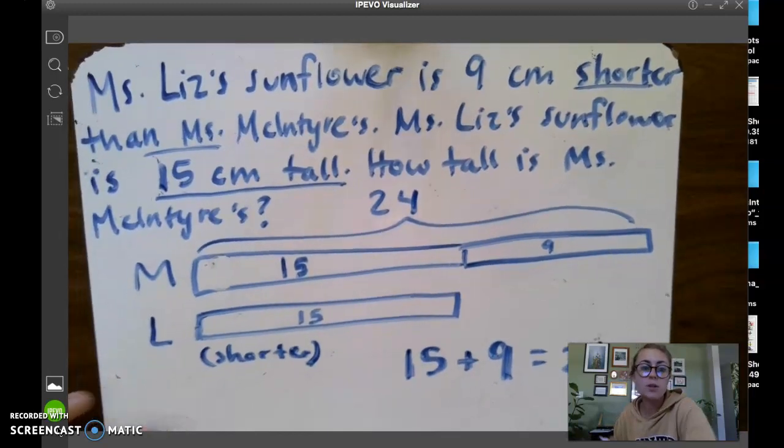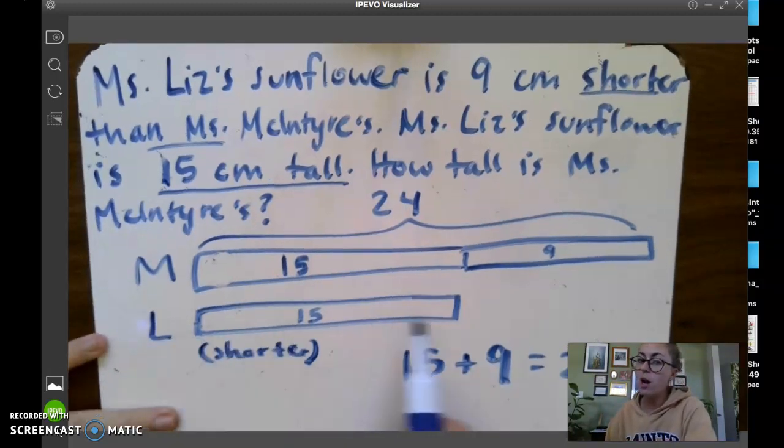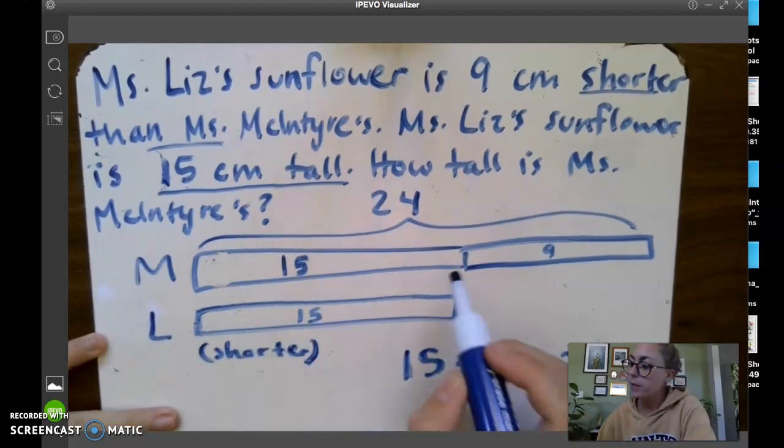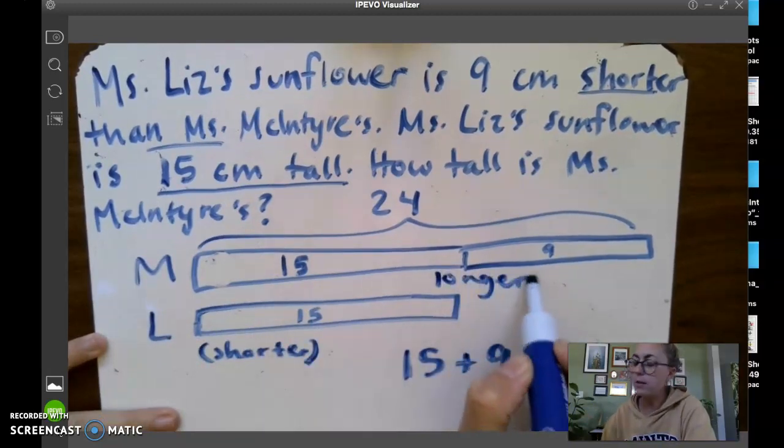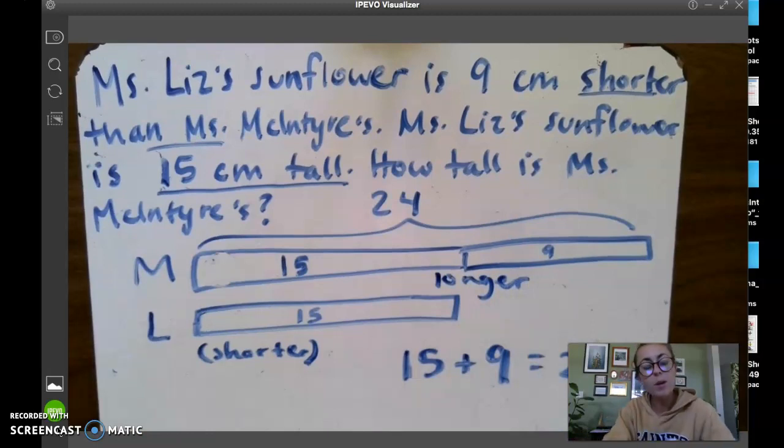I want you to do something really similar that I just did. It's going to be a similar question with two different sunflowers, and pay very close attention to which flower is shorter and which flower is longer. You can do this on a whiteboard and marker or on a piece of paper and a pencil when you do the next question. Have fun!